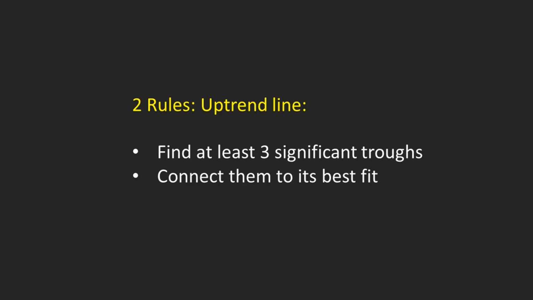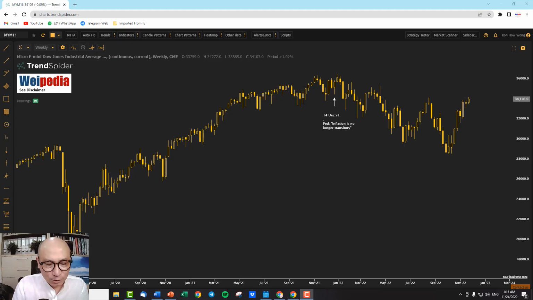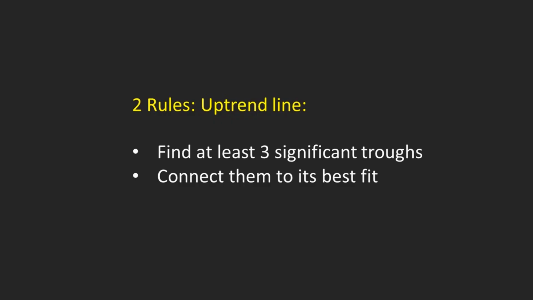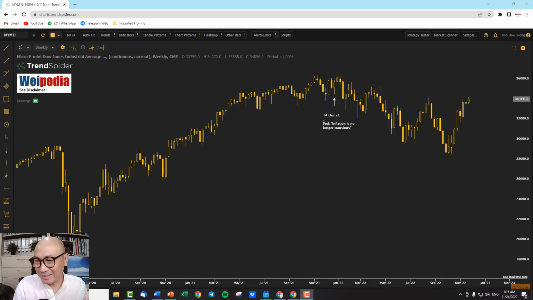Number one is that we have to find at least 3 significant troughs. When I say at least 3 significant troughs, it means that more is all right. If you can find 4 or 5, it is okay. After we have identified these at least 3 significant troughs, the next thing we have to do is find and connect them to their best fit. So now let's try to do this. Then later on, we're going to go into the sell strategy.